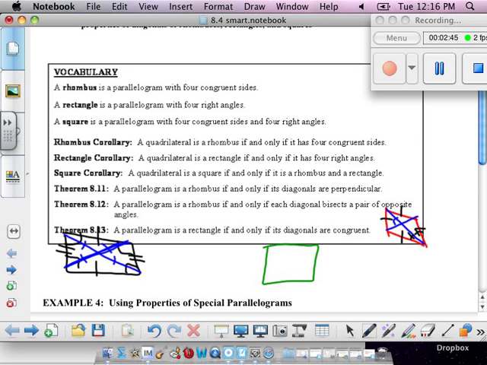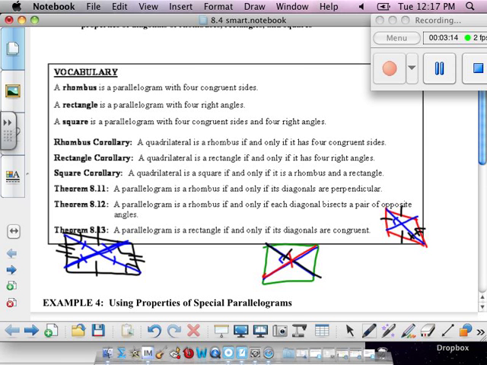They bisect. They do bisect, but that's for all parallelograms. A rhombus's diagonals are perpendicular. So if we have a square, their diagonals must also be perpendicular. But what about a rectangle? They must also be what to each other? Congruent. This whole thing must be congruent to this whole thing.